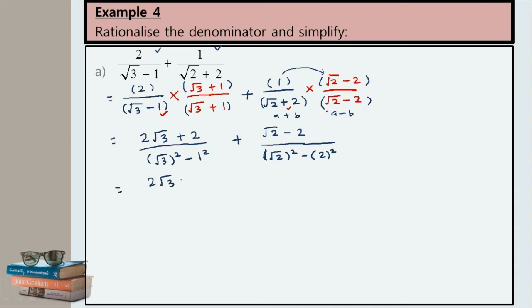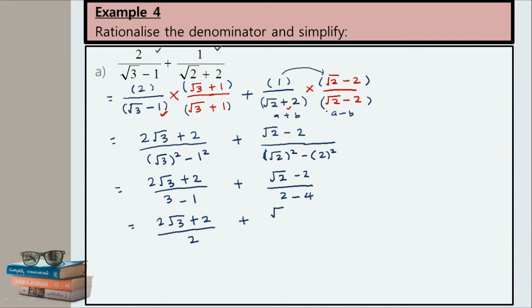Surd 3 plus 2 over surd 3 squared, 3, minus 1 squared, 1, plus surd 2 minus 2 over surd 2 squared, 2, minus 2 squared, 4. Okay, and then we will get 2 surd 3 plus 2 over 3 minus 1, 2, plus surd 2 minus 2 over 2 minus 4, negative 2.